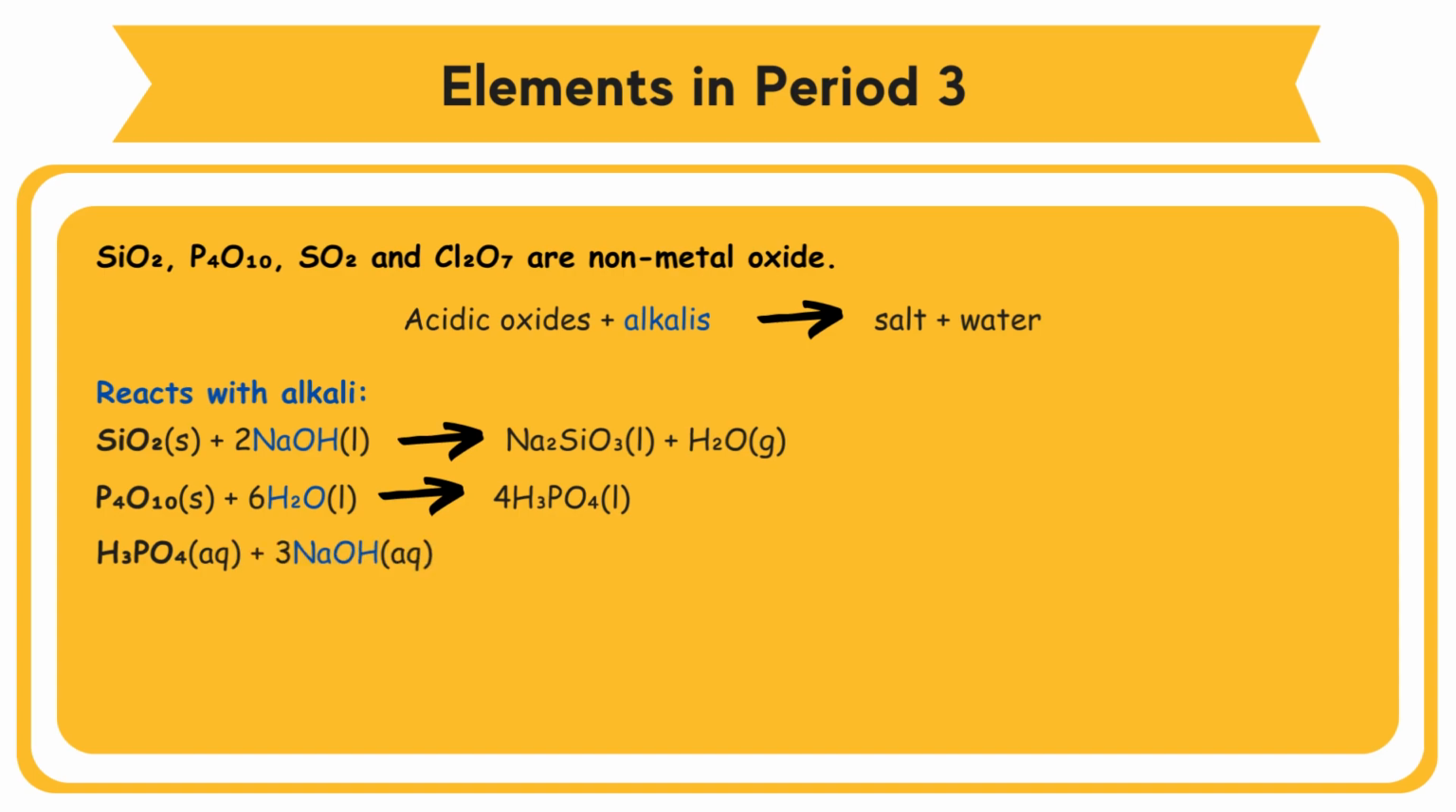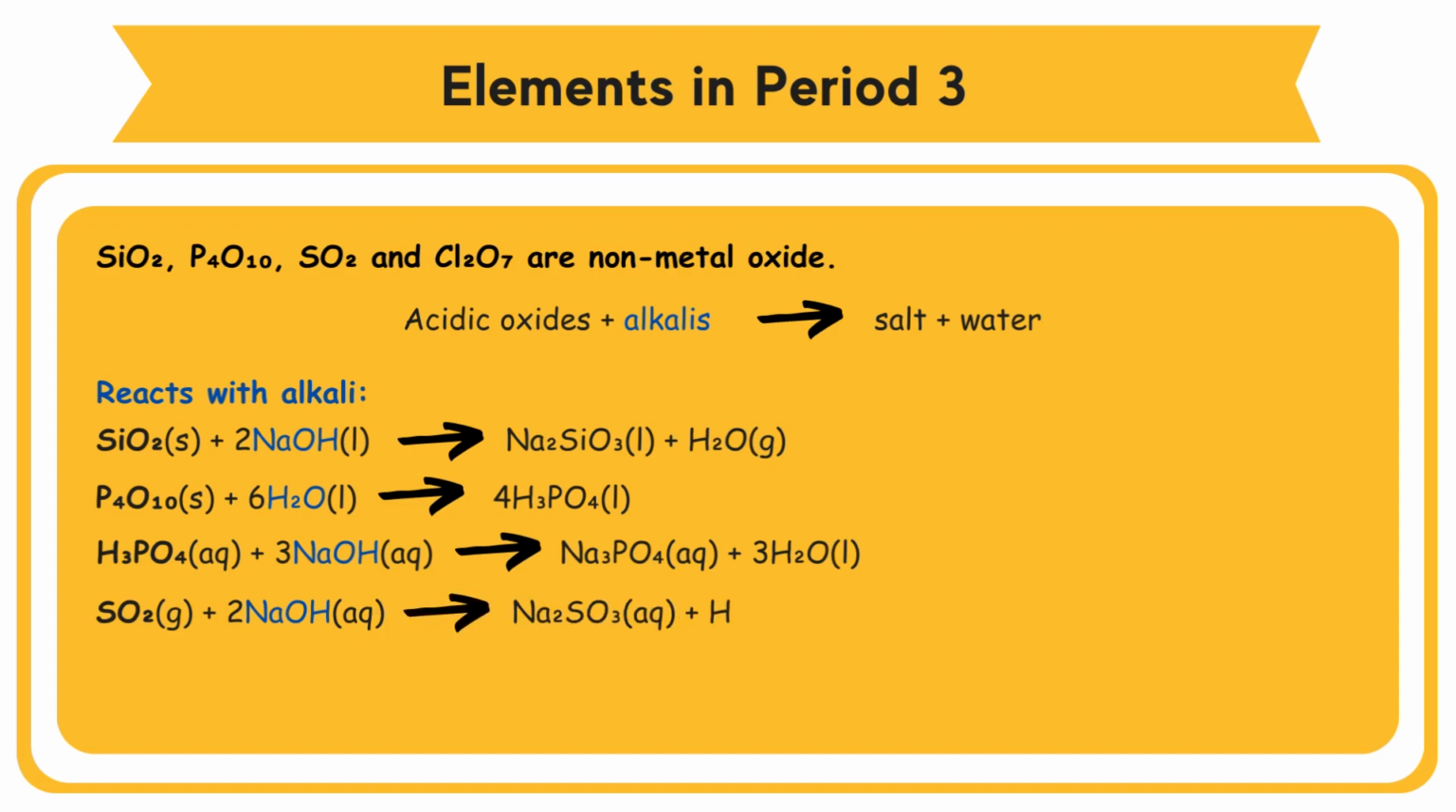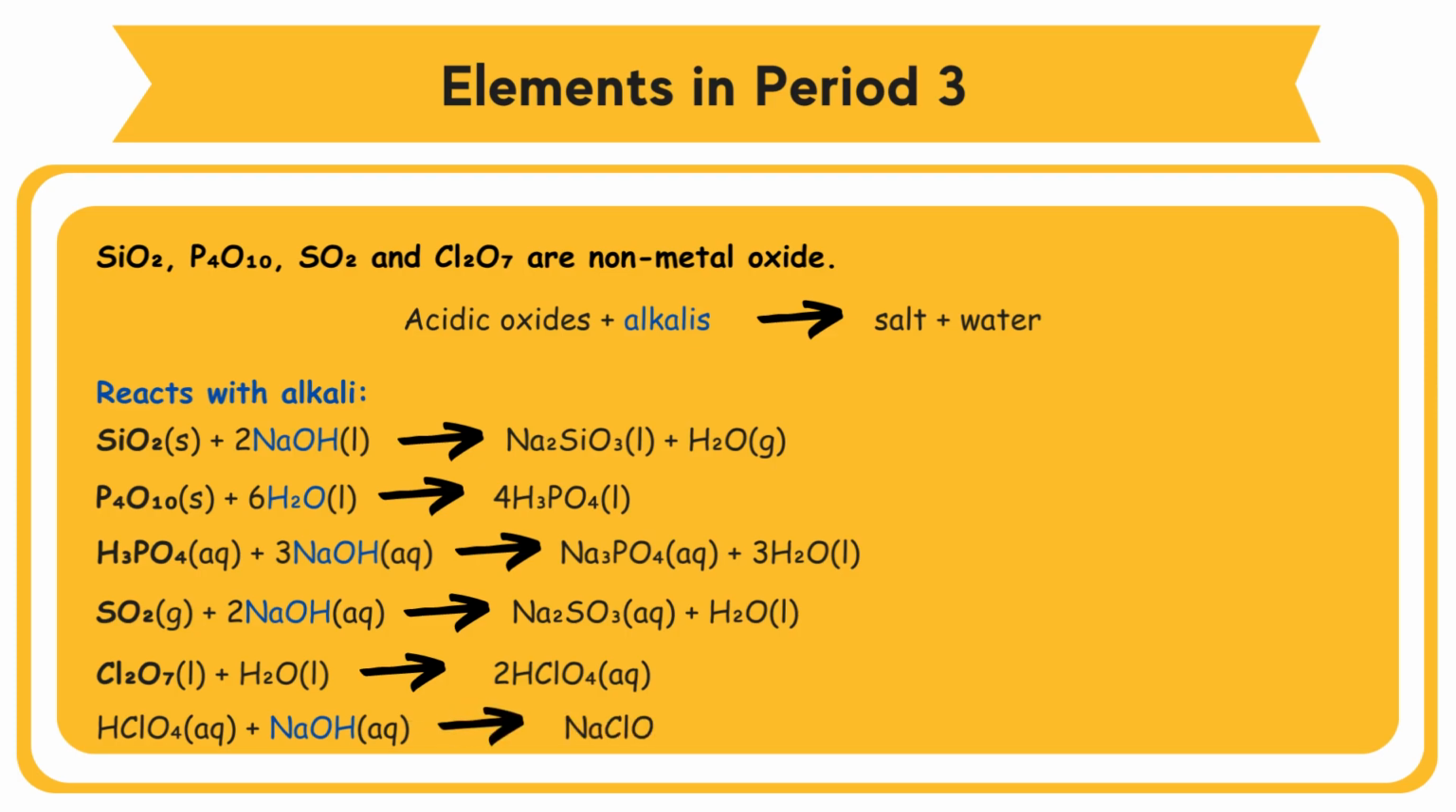H3PO4 reacts with 3NaOH to form Na3PO4 and 3H2O. SO2 reacts with 2NaOH to form Na2SO3 and H2O. Cl2O7 reacts with H2O to form 2HClO4. HClO4 reacts with NaOH to form NaClO4 and H2O. Argon is inert and does not form oxide.